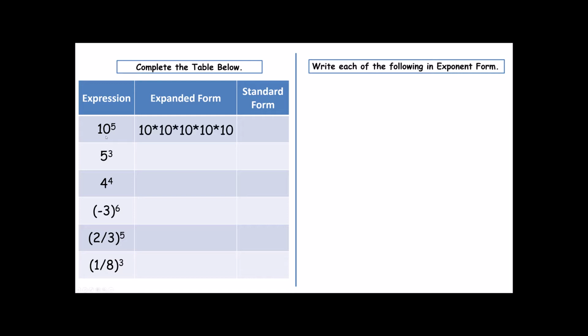10 to the 5th in expanded form is just 5 10s multiplied together. 10 times 10 is 100, times 10 is 1,000, times 10 is 10,000, times 10 is 100,000.